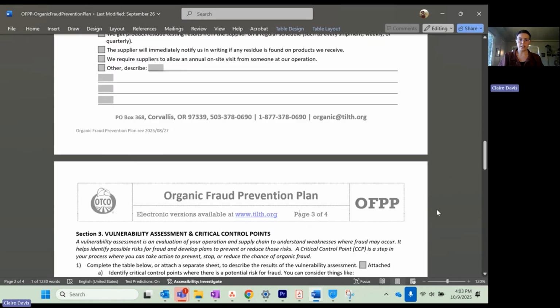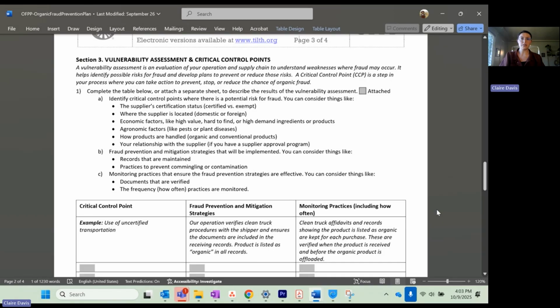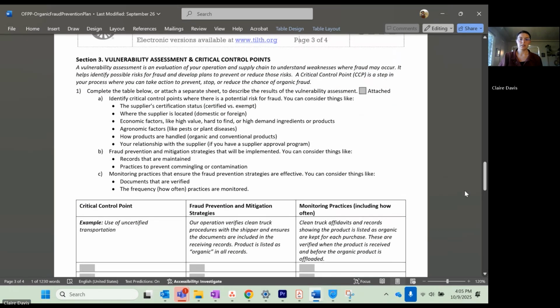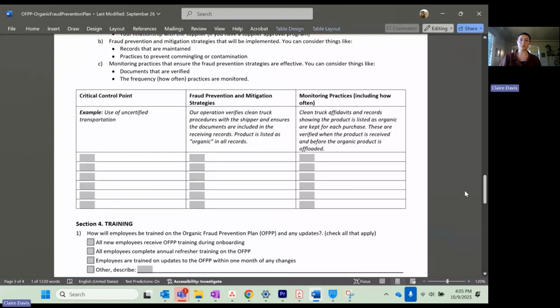The next section, section 3, is all about assessing vulnerability. So that's just identifying in your supply chain the critical control points where fraud is most likely to occur. So you can use this table here to fill in those critical control points, the prevention and mitigation strategies, and the monitoring practices.